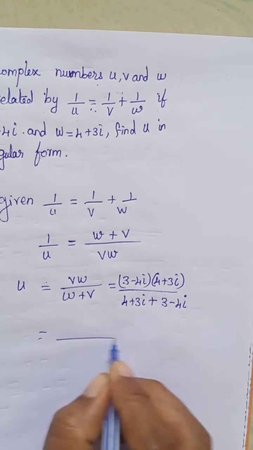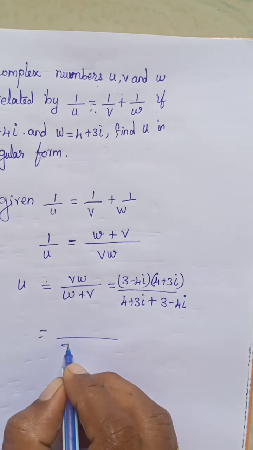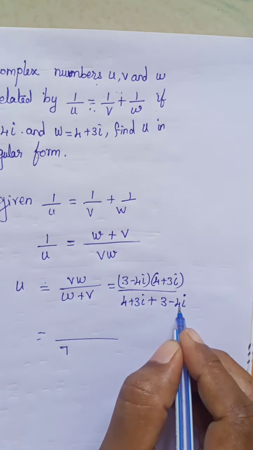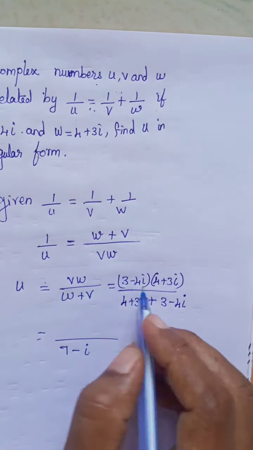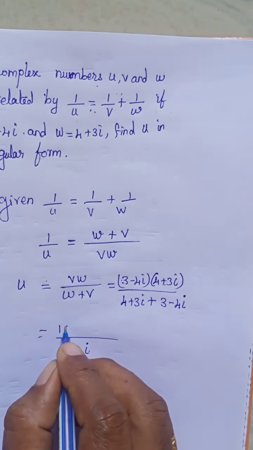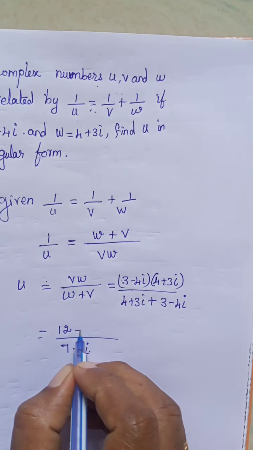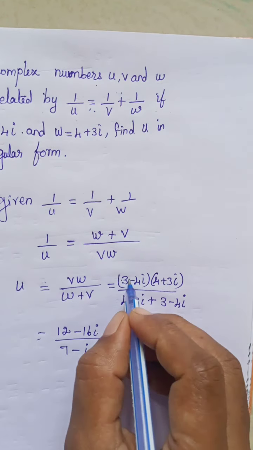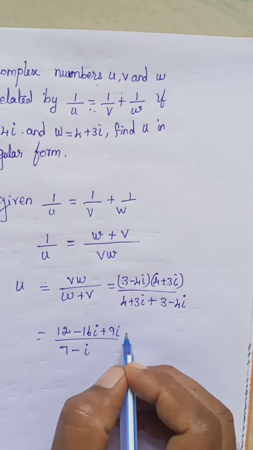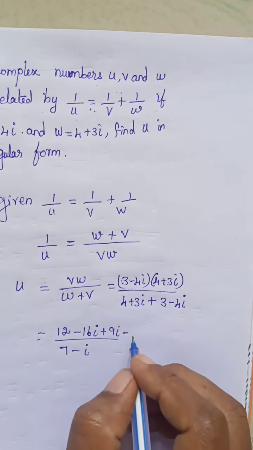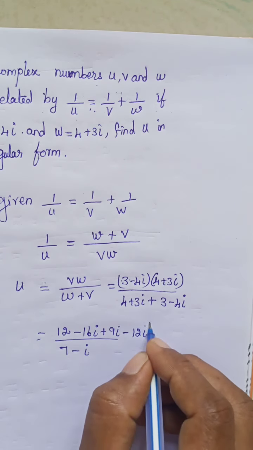This denominator is 4 plus 3, 7, and 3i minus 4i, that is minus i. Numerator we have to multiply. 3 into 4, 12. This is minus 16i. 3 into 3, that's plus 9i. Minus into plus, minus 3 into 4, 12i square.